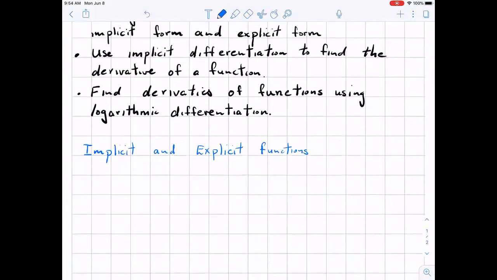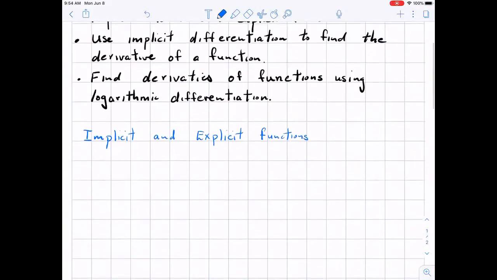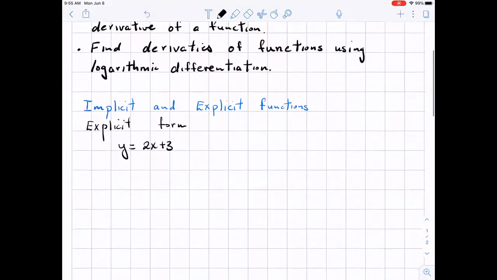So you have been accustomed to seeing something written in explicit form, okay? And what do we mean by that? In the explicit form, what we really mean is that it's always in a form where it's y equals. So for example, y equals 2x plus 3 is an explicit form. Most of these equations, when you see them in terms of y equals, that's the explicit form.